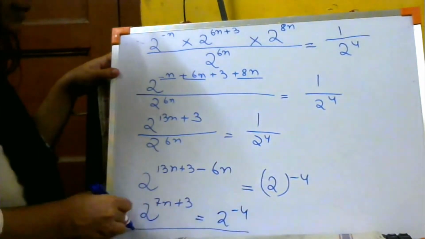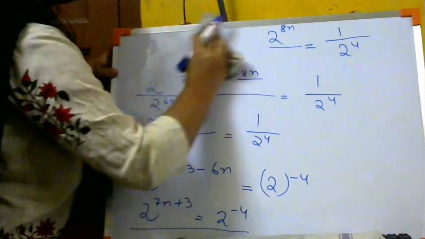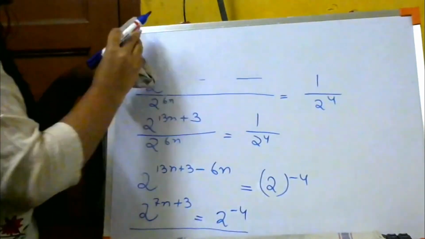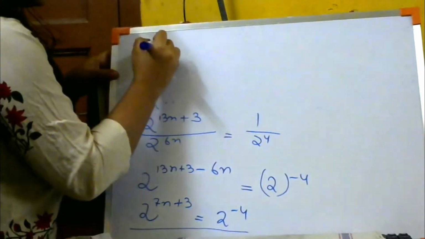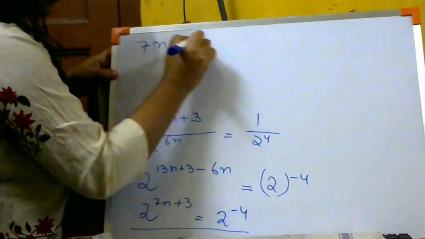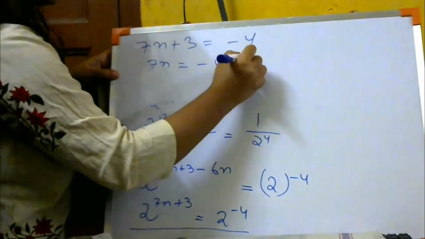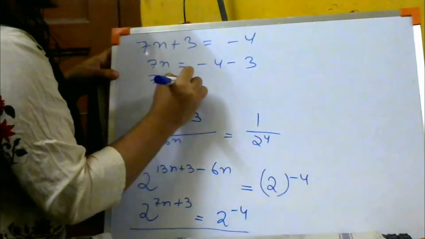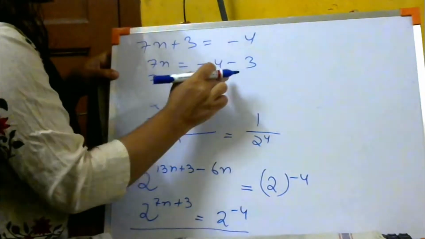अभी इस स्टेज के बाद हम लोग क्या करने वाले हैं? We are going to remove the base and calculate only the powers. So we are now going to consider only the powers. So what are the powers? 7n plus 3 equals to minus 4. So 7n equals to minus 4 minus 3. 7n is equals to minus 7. Minus minus is plus. That is why 4 plus 3 is 7.